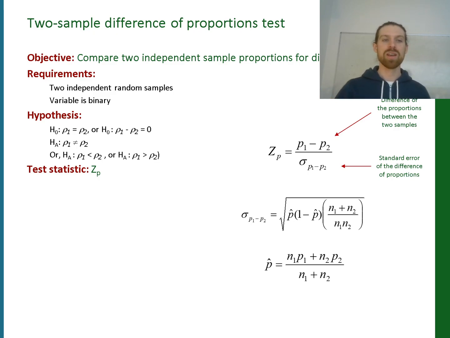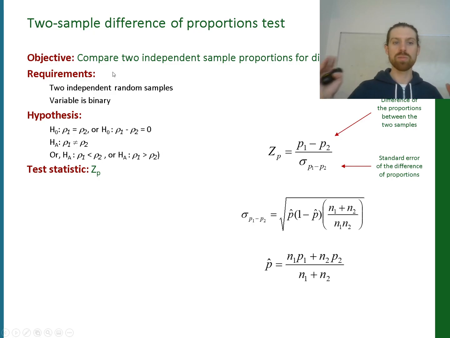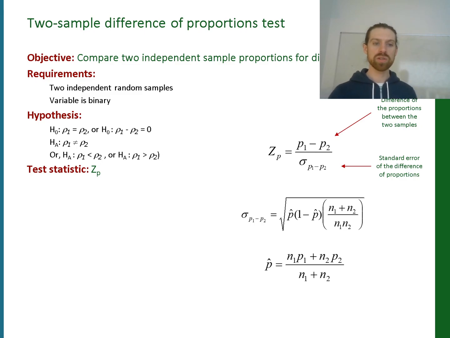Okay, so let's think through those requirements, those assumptions. We need independent random samples here, and we need the outcome variable to be binary. We know that this rho value for the null hypothesis is assumed to be the same in each of those samples. And the alternative hypothesis, obviously, is that they're different, so they're significantly different, and therefore they're from different populations. That's obviously a two-tailed hypothesis test.